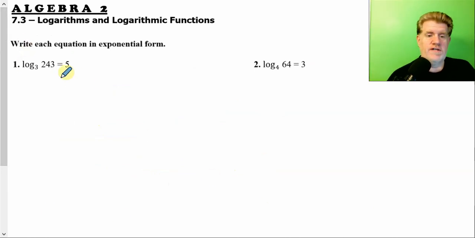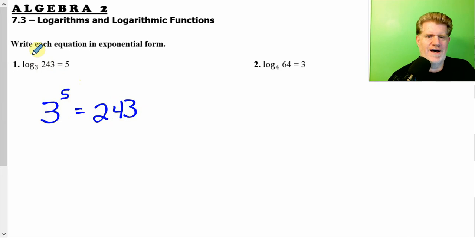I just want to rewrite this in exponential form. That means I take my base of 3. If I raise that to the 5th power, it should equal 243. So if I could animate this, I would take that base of 3 and just bump it right there. So it'd be 3 to the 5th power equals 243. Okay? So think about that.